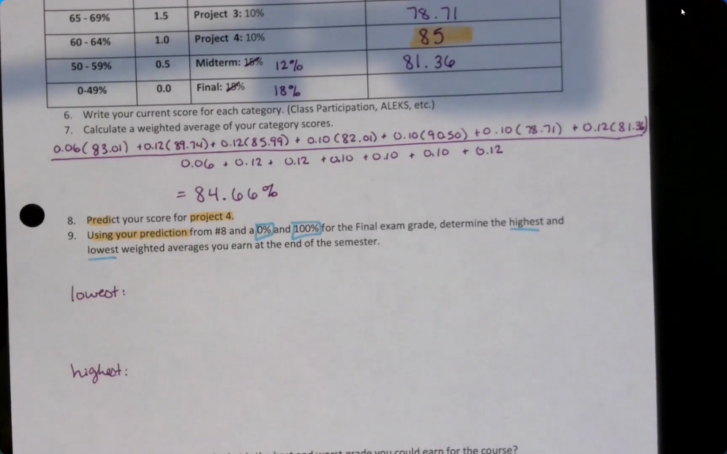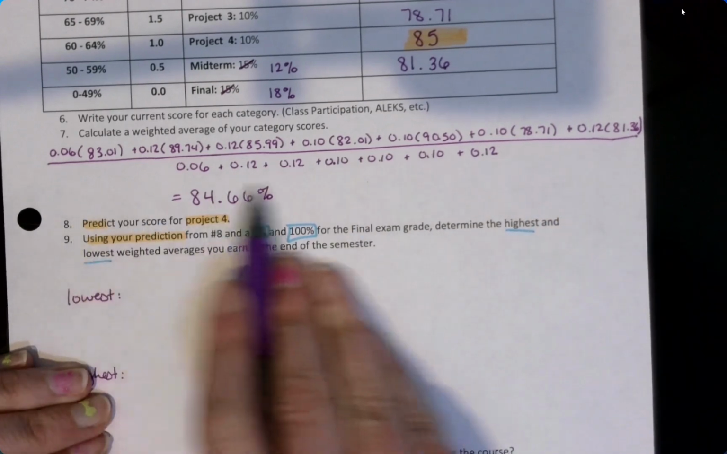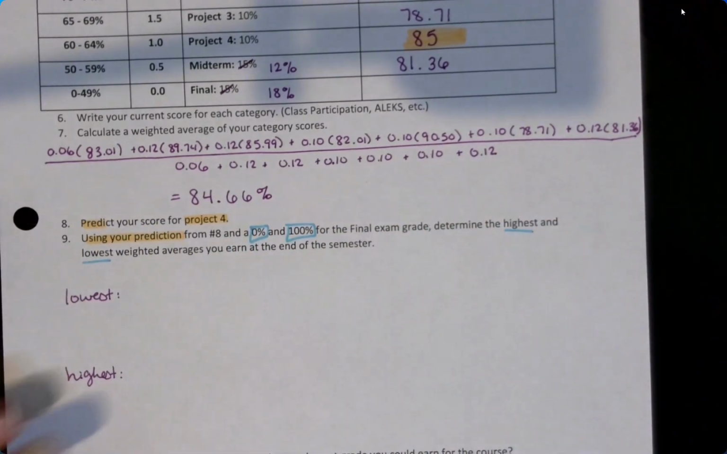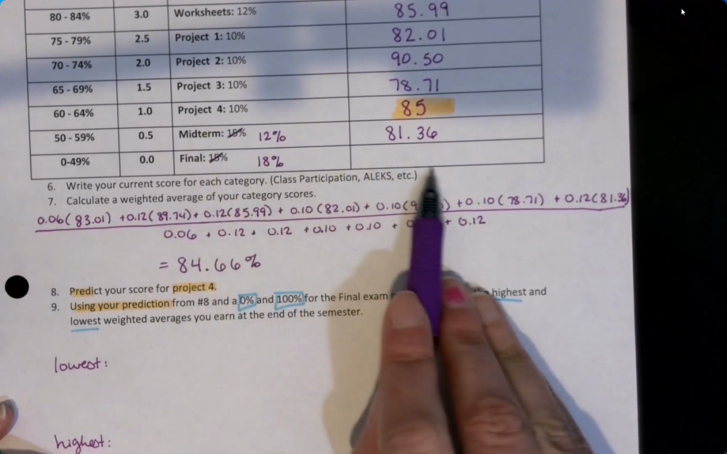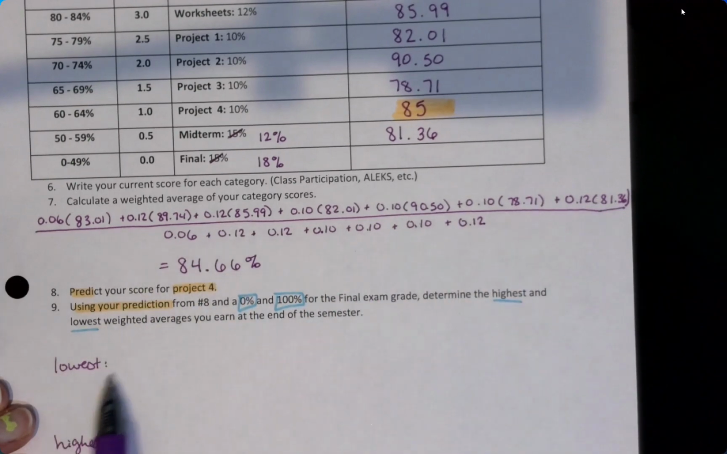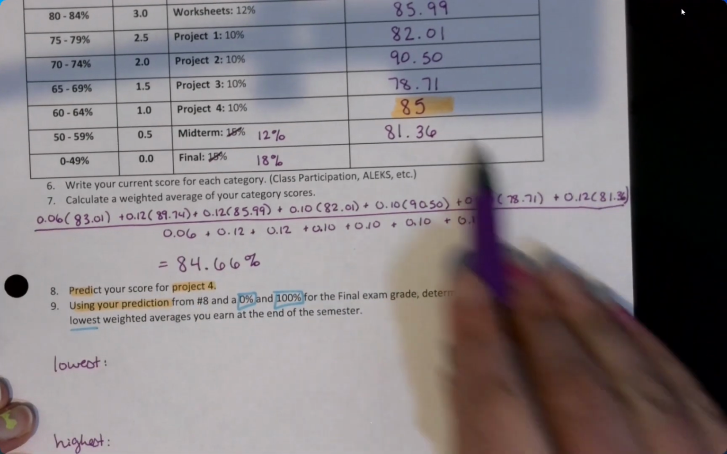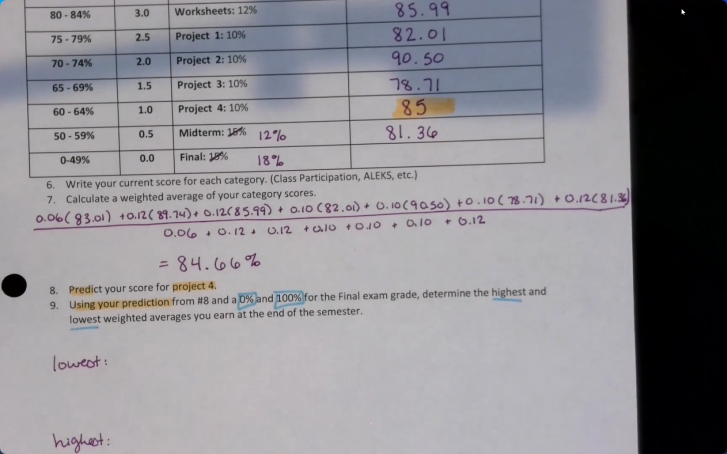And when I'm going the lowest, I'm going to add 18% times 0. So you're going to have a different number here. You might not have picked 85. Pick something that you think that you would like to use. Your number here may be different. But we are all going to use 0 because we're going to predict for what's the worst that could happen. I get a 0 in my final, and what's my grade going to be?